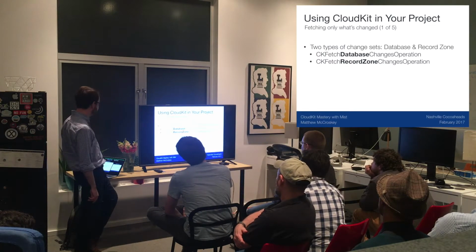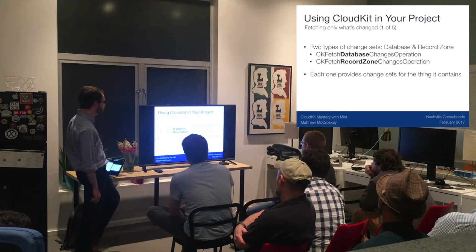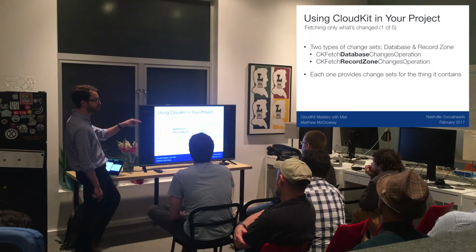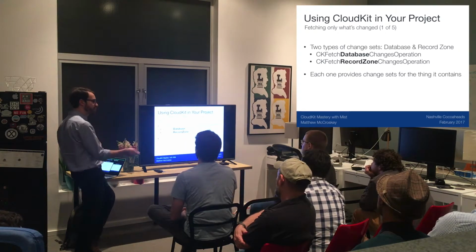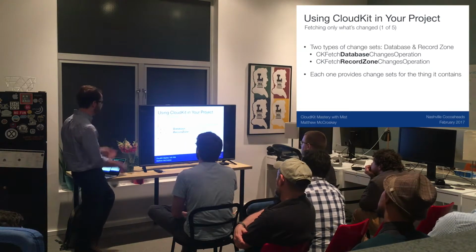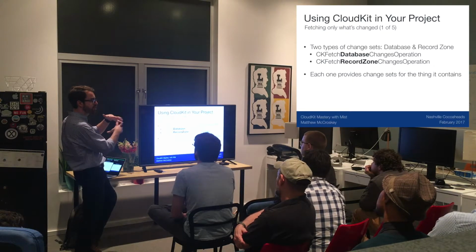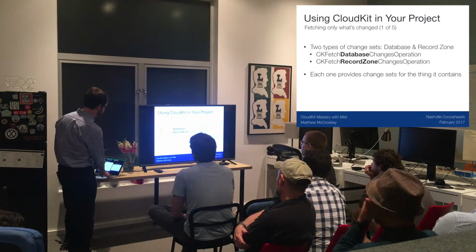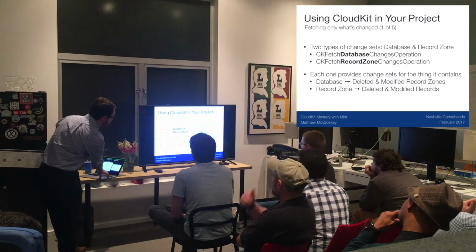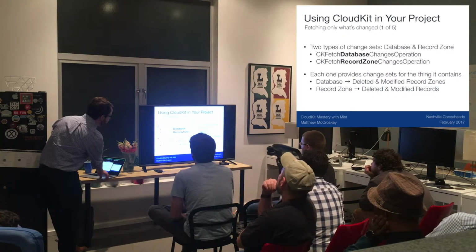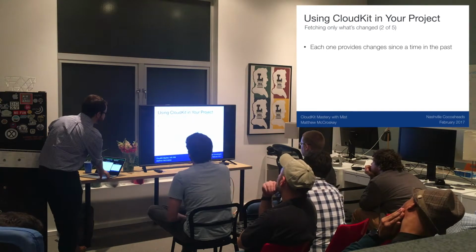Each one provides change sets for the thing it contains. So the database changes operation tells you about the record zones inside that database that have changed. A record zone changes operation tells you about the records inside that record zone that have changed. So what you do is you put these two together to get the full set of changes within a database. What I just said: a database gives you deleted and modified record zones, and a record zone operation gives you deleted and modified records.